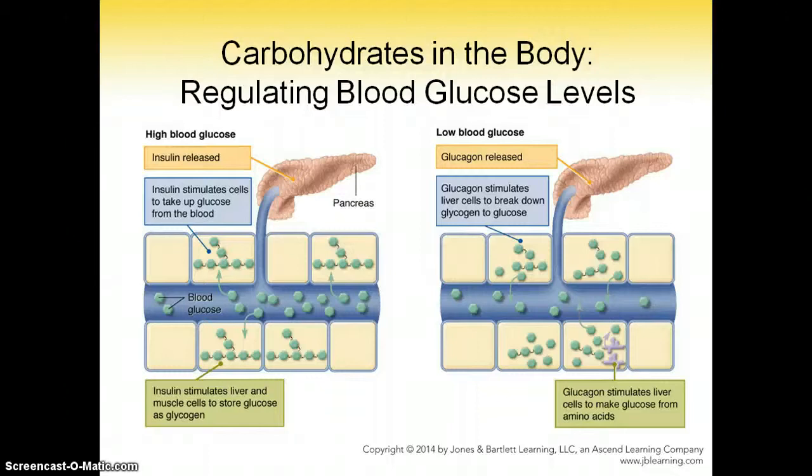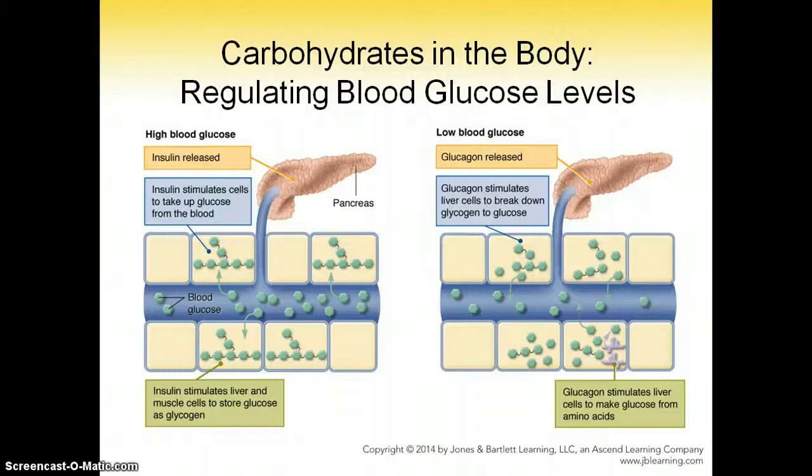And with low blood sugar, the alpha cells in the pancreas make glucagon, release it to stimulate the breakdown of glycogen, to stimulate what we call gluconeogenesis. Neo in the middle of that word means new glucose being made from that protein.